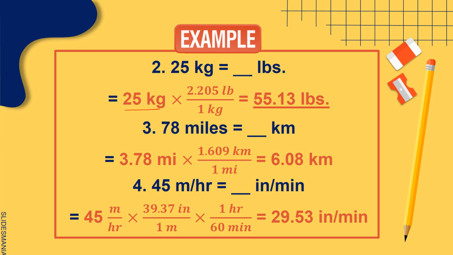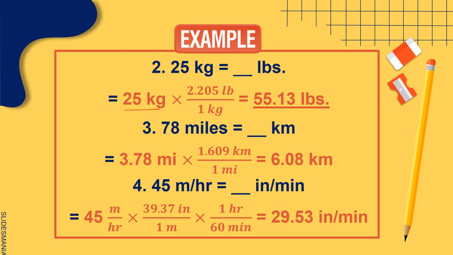6.08 kilometers. For the third example, we have 45 meters per hour. Convert it into inches per minute. Always remember that 1 meter is equal to 39.37 inches and 1 hour is equal to 60 minutes. So we have 45 times 39.37 inches divided by 60 minutes is equal to 29.53 inches per minute.